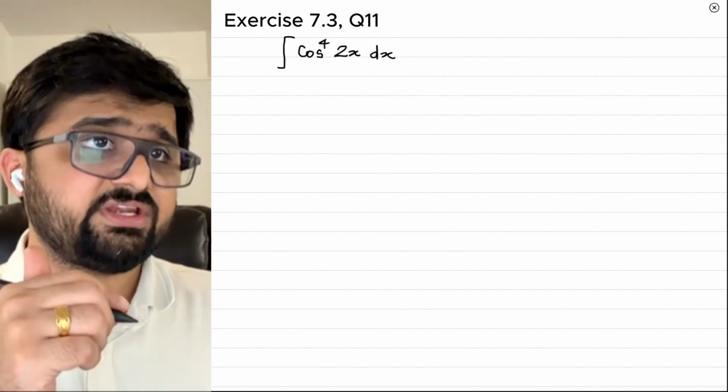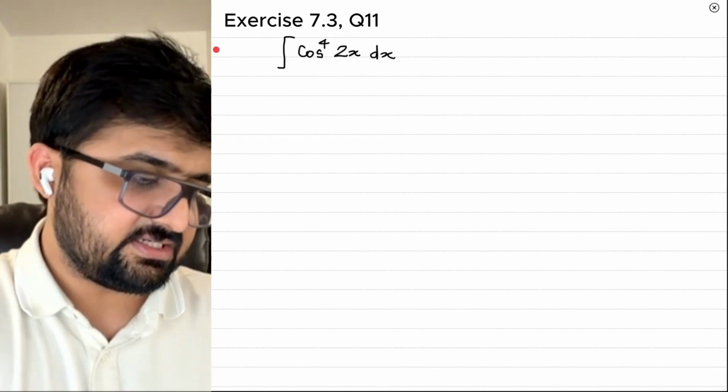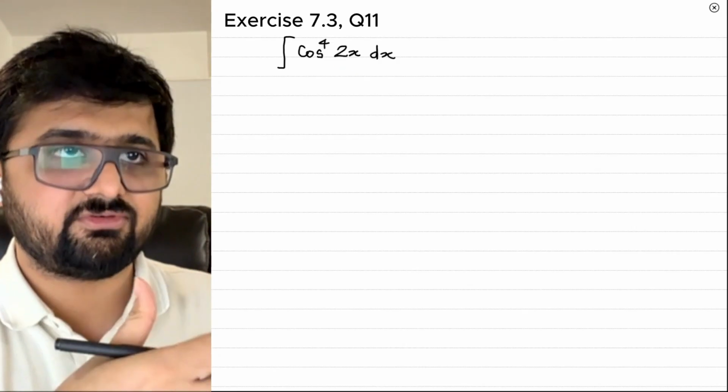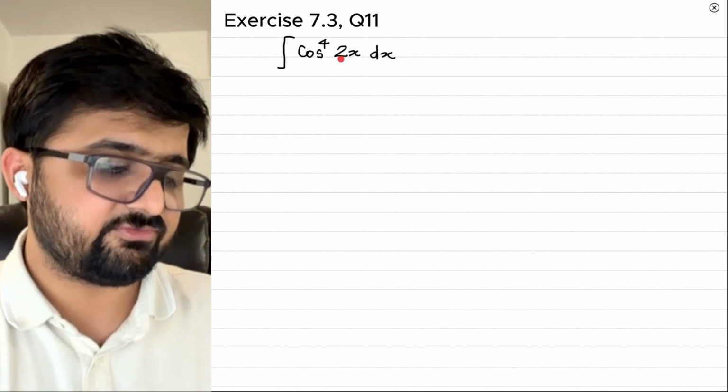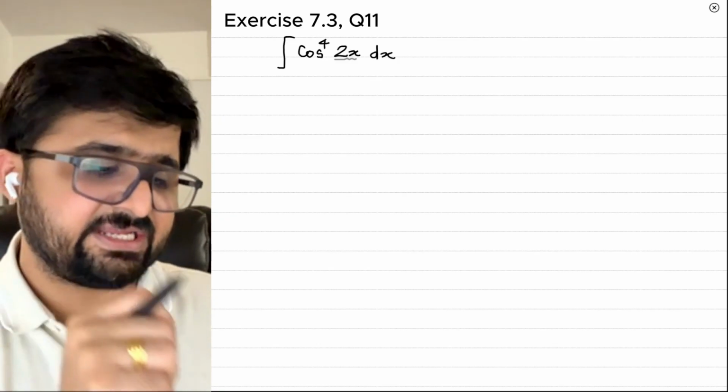All right, another very similar example, integration of cos to the power 4 2x. So very similar to the previous example that we did. We did sine to the power 4x. Now this is cos to the power 4. Remember, this is 2x. Okay, be careful with that. Be very careful with those angles always.